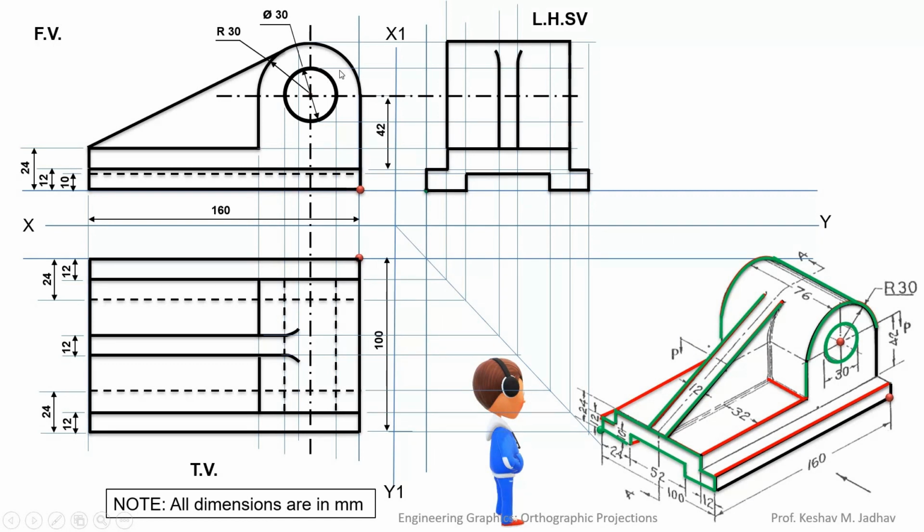Now we have to draw this circular hole. In the side view it is not visible. If you look at the object from this direction, this hole is not visible, so it will be drawn with hidden lines. We have already taken the projections from the front view for this circular part, so we just have to draw the hidden lines for this circular hole. So this is the complete left hand side view for the given object.